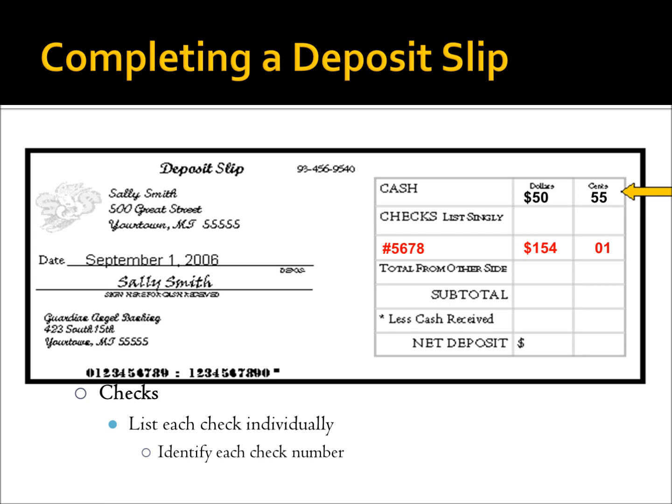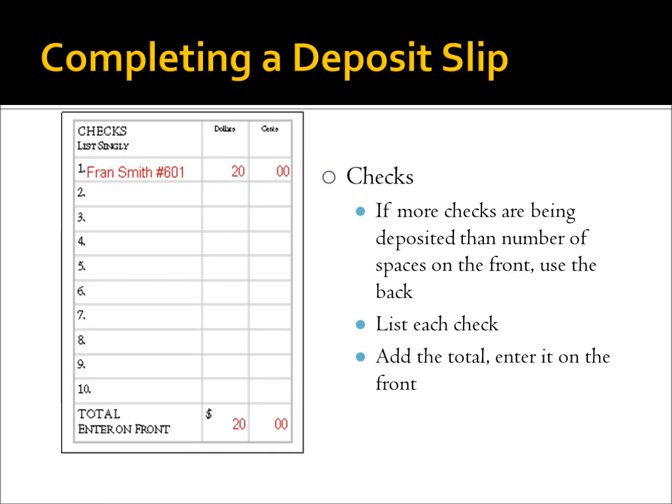We don't have any room left. So, we have to turn our deposit slip over to the back, and here we have more room to write any additional deposits. So, she's going to make another check deposit of $20, and this is according to check number 601. And that's all the checks that she has to deposit for today. So, on the bottom of that deposit slip, it says total to enter on the front. So, we have to total all the checks we have listed on the back. In this case, we only have one check for $20. So, our total is $20.